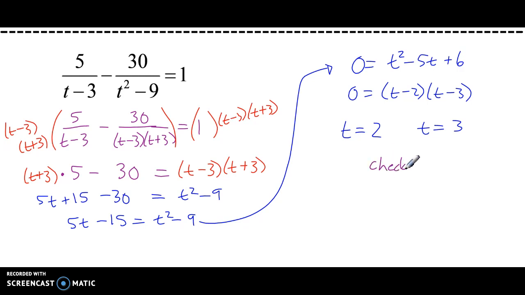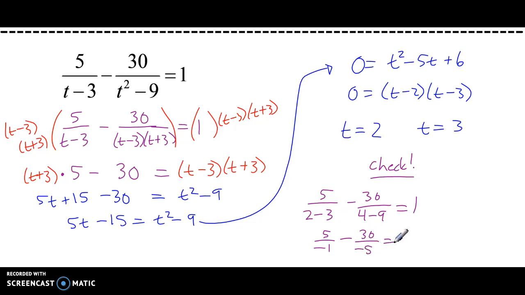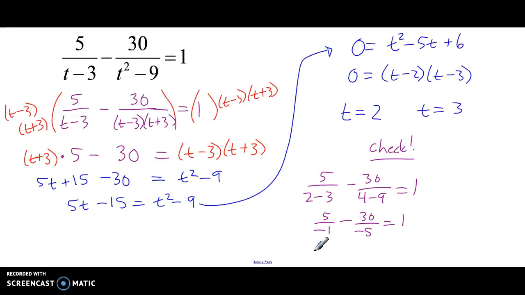You must check. So for the 2, I would have 5 over 2 minus 3 minus 30 over 2 squared is 4 minus 9. So that's 5 over negative 1 minus 30 over negative 5. 5 over negative 1 is negative 5, minus a negative is plus, 30 over negative 5 is 6, and negative 5 plus 6 is indeed 1.